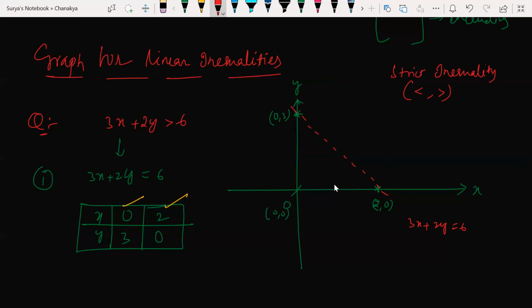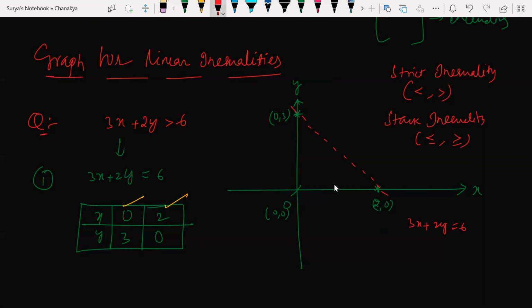Guys, look at this here. And slack inequality is nothing but less than or equal to, greater than or equal to. Whenever you have less than or equal to and greater than or equal to, such types of inequalities are called slack inequalities. So look at the question now. We have greater than 6, which is nothing but strict inequality, so I'll be getting a dotted line. Whenever you have less than or greater than, you always write with a dotted line.